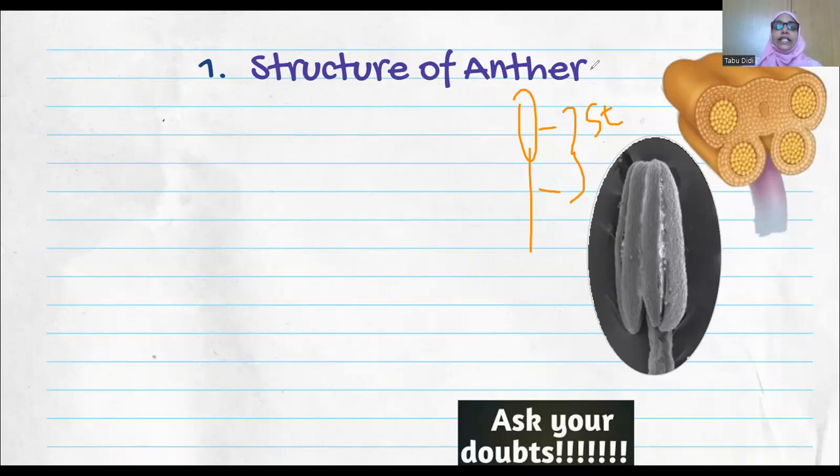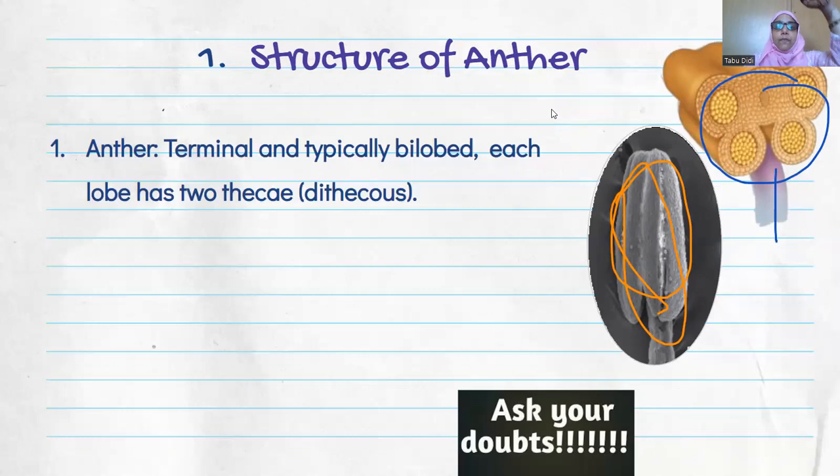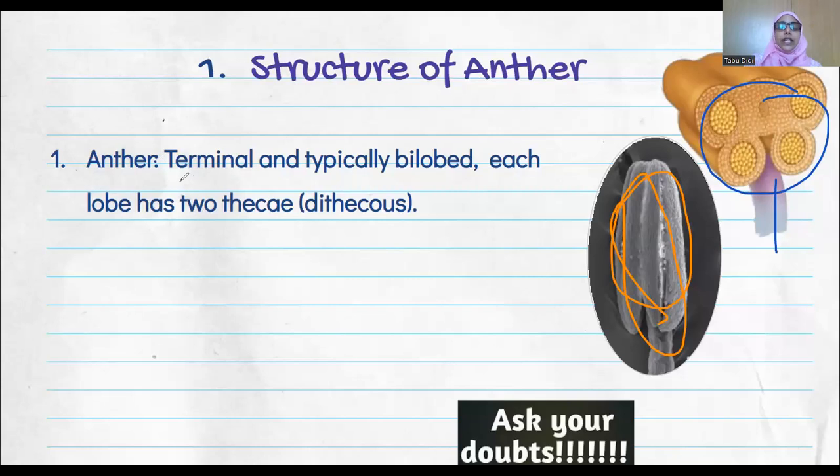Now we dissect and go deep into the structure of the anther, because this is the place where the male gametes will be developed. You can see, if you do a cross section of the anther, this is how it will look. If you cut it, it will look something like this. And this is the stalk, the filament, that is coming over here. So let's begin. The anther is the topmost part of the stamen. It is terminal, and most anthers are bilobed.